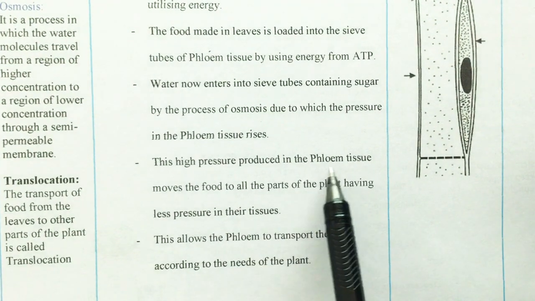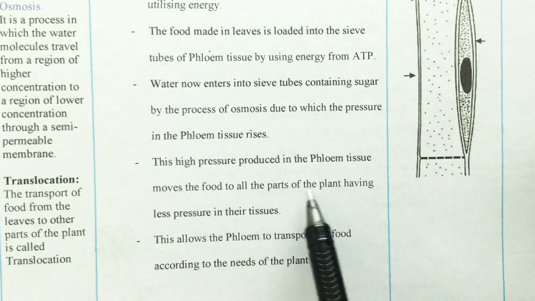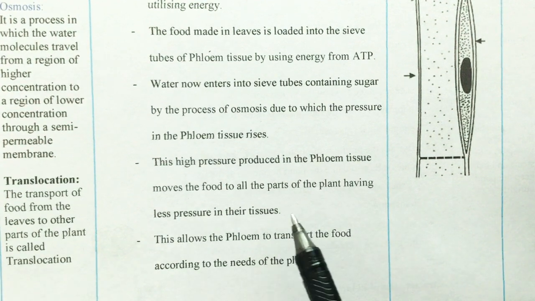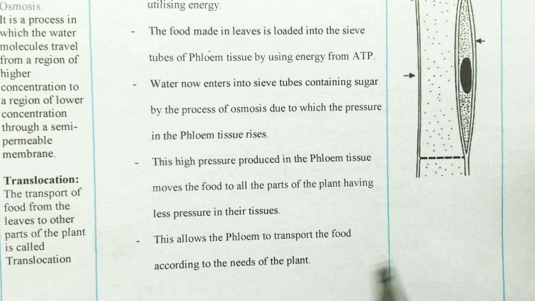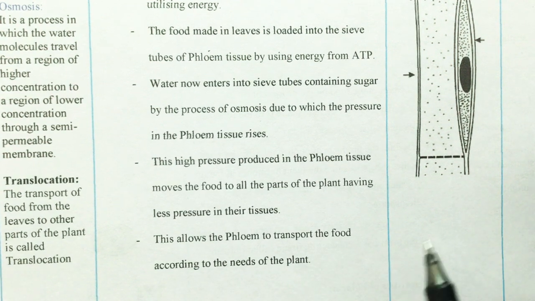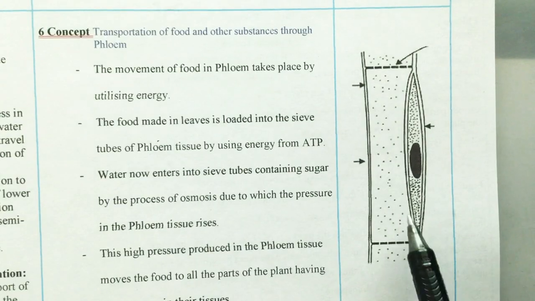This high pressure produced in the phloem tissue moves the food to all parts of the plant, having less pressure in the tissues. So, from higher pressure area it moves to the lower pressure area, wherever in the plant there is less pressure. This allows the phloem to transport the food according to the needs of the plant. Clear? Now, this is the diagram which is actually given in your textbook.